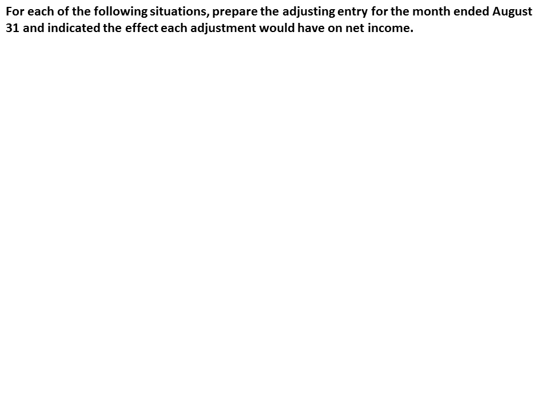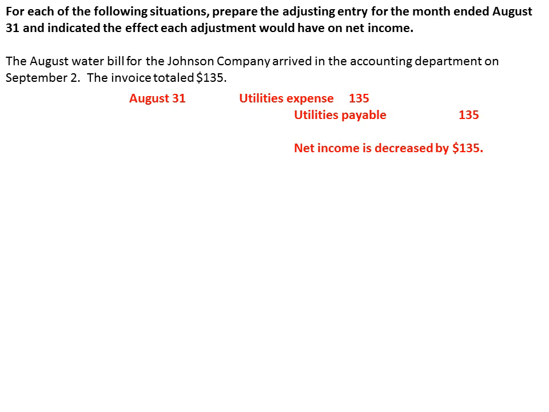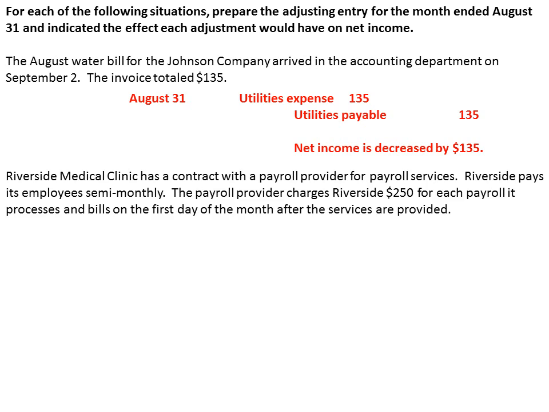And finally here, for each of the following situations, prepare an adjusting entry for the month ended August 31st. Indicate the effect each has on net income. The August water bill for Johnson Company arrived in the accounting department on September 2nd. The invoice totaled $135. On August 31st, we're going to debit our utilities expense and credit our accounts payable of $135. Our net income is decreased by $135 because we have that expense.